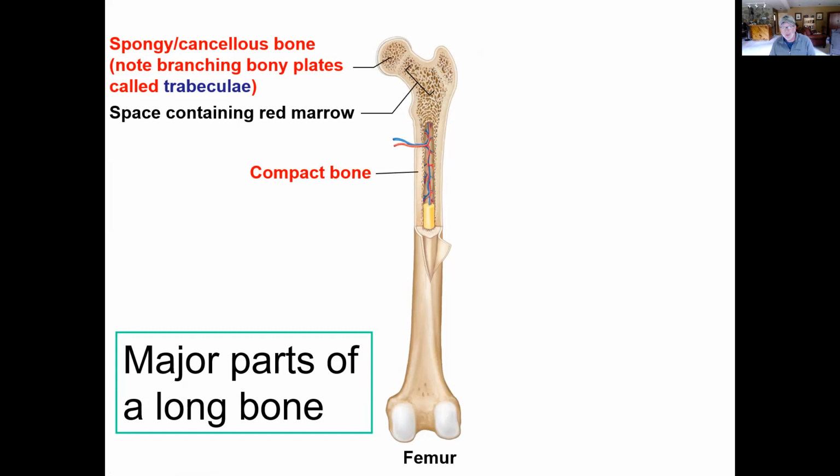Because the red bone marrow is the site of particular types of stem cells that give rise to red blood cells, white blood cells, and platelets. The formed elements of blood come from what are called hematopoietic stem cells in the red bone marrow, and we'll talk more about that when we get into the blood chapter.